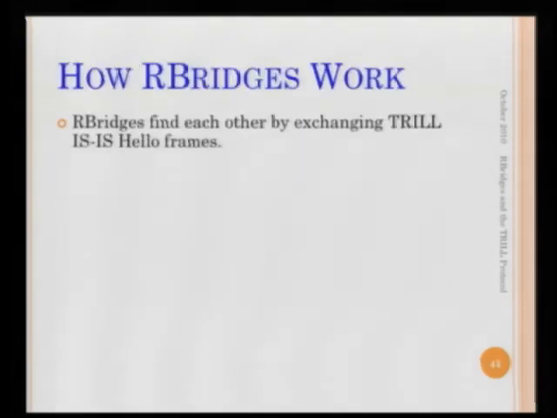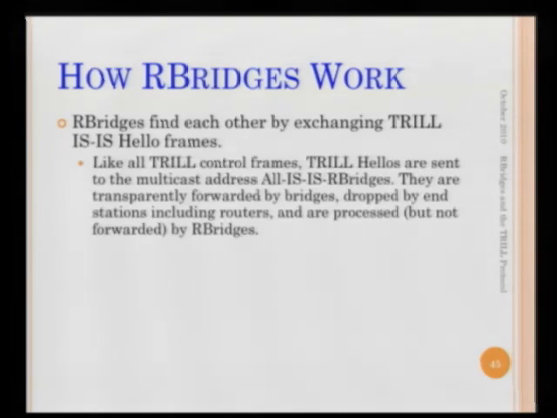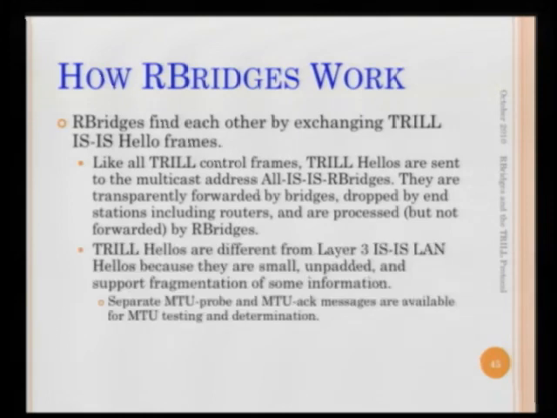So the first thing when an RBridge comes up is it starts sending TRILL IS-IS hello frames, and that's how the RBridges find each other. Like all of the TRILL IS-IS control frames, they're sent to a multicast address, All-IS-IS-RBridges, and these would be transparently forwarded if there were any bridges in the way. You might have all point-to-point. There might not be any bridges, but if there are, they just forward them. If they hit any end stations or routers, those would normally not be configured to do anything with that multicast address. They just drop the frames. And when these TRILL hello frames hit an RBridge, they're processed by that RBridge, but they're not forwarded.